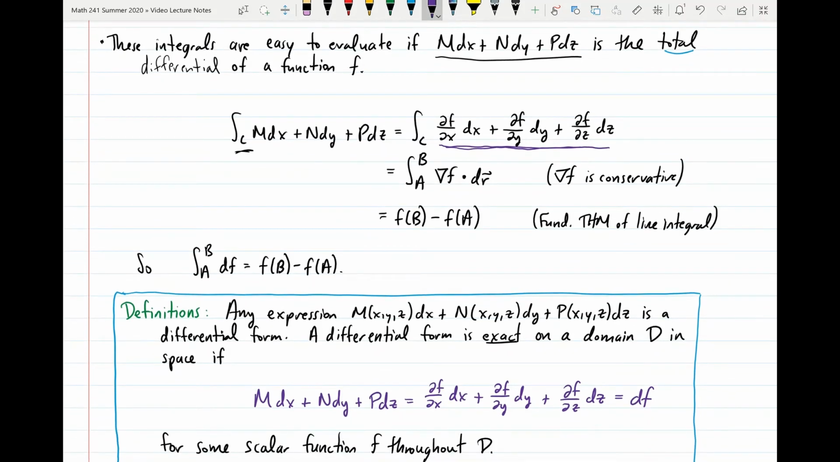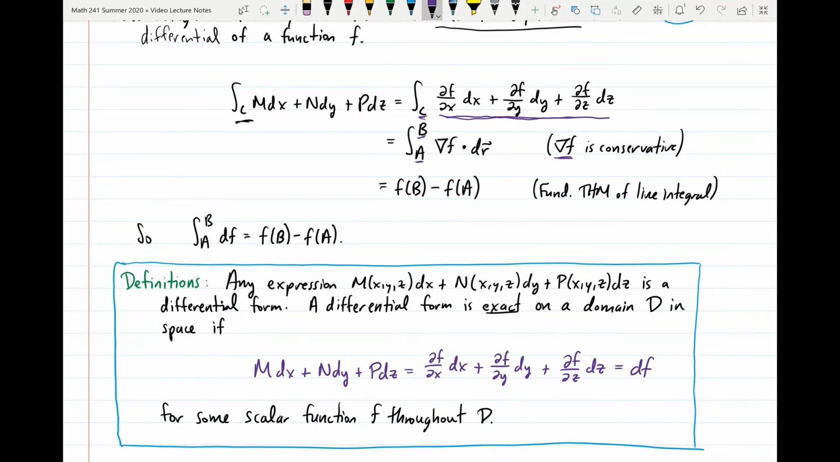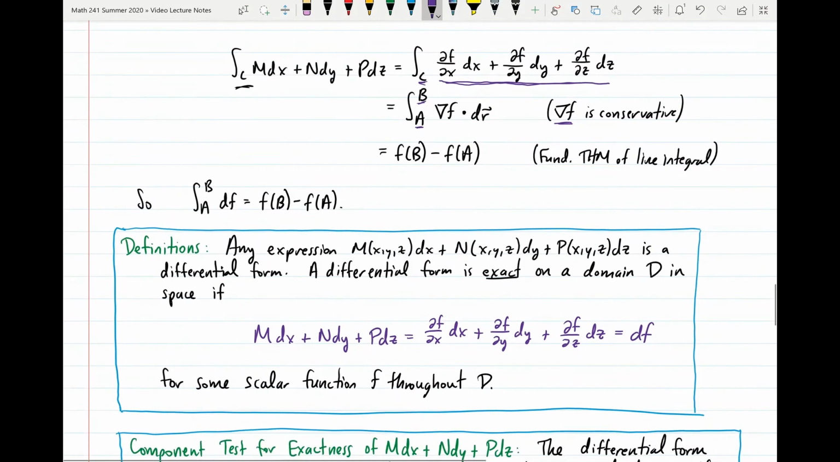But we can rewrite that expression as just the gradient of our scalar function f dot dr. And the fact that now we can replace the integral over C with just the integral from the point A to the point B is because the gradient of a scalar function is always going to be a conservative vector field. So that's from theorem 2 of the previous video, that the gradient of f will always be conservative. And then we can use the fundamental theorem of the line integral to say that this integral here is equal to little f of B minus little f of A.